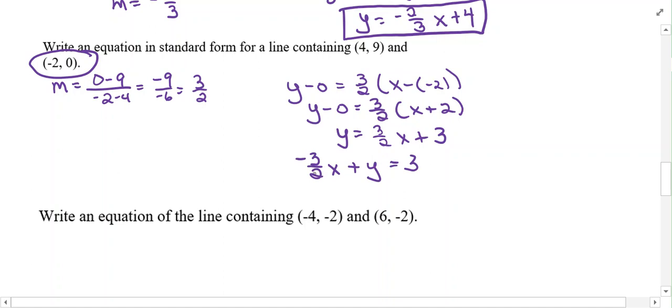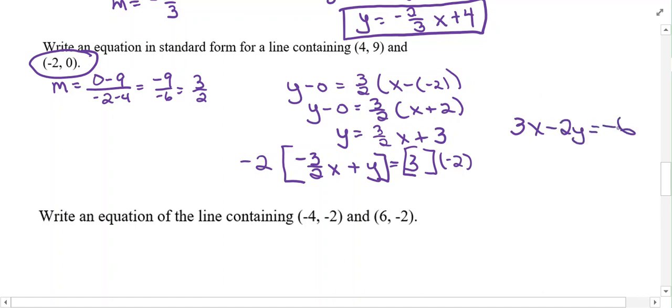I cannot have a fraction in front of the x or the y, so I'm going to multiply both sides. And I also can't have x being negative, so multiply by -2. So -2 times -3/2 would give me 3x. -2 times y would be minus 2y equals -6. And that is in standard form.